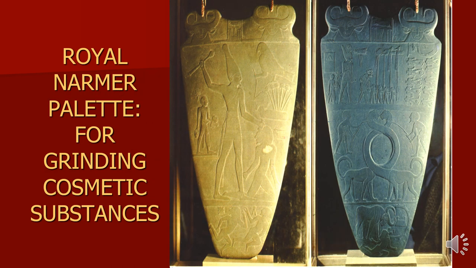To show how important cosmetics were to them, this is actually a ceremonial palette. So they would use these palettes to grind up those things like the coal and the malachite and the ochre to apply their makeup. And this Narmer palette's 2 feet tall. So this was actually made as a ceremonial item to be presented to the Pharaoh's tomb. And it's one of the earliest hieroglyphics found, named for King Narmer of the First Dynasty. And he was the Pharaoh that unified Upper and Lower Egypt. So again, this is showing the importance of the cosmetics to the culture.